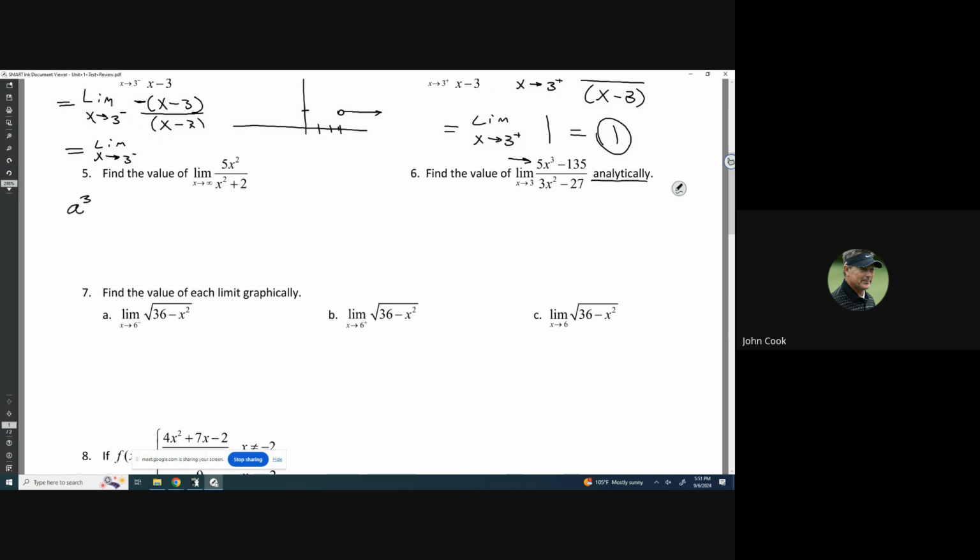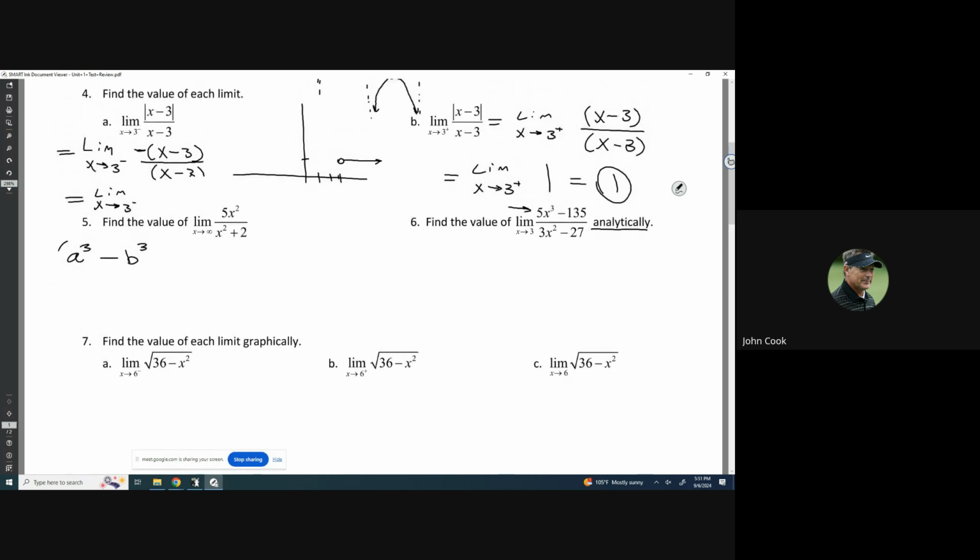If you have two cubic expressions, so two cubed values, and they're subtracting from one another, then this expression can be factored in the following way. It can be factored to become (a minus b) times parentheses a squared plus ab plus b squared.